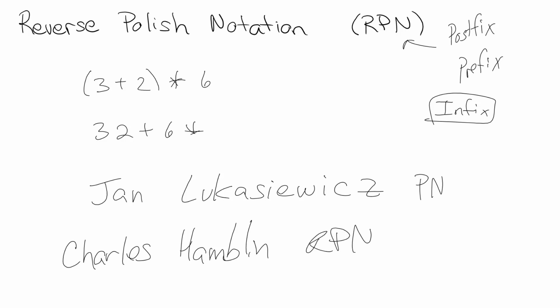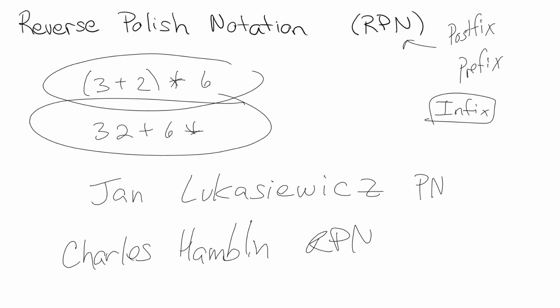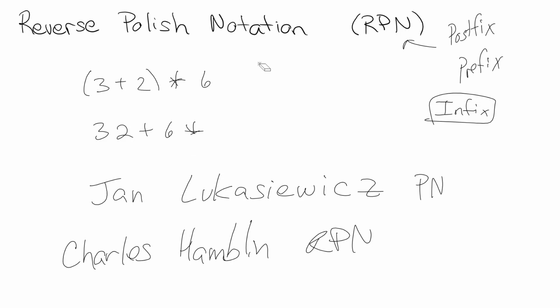It's really cool because basically there are no parentheses. Like I said, you have 3 plus 2 in parentheses times 6, but another way to do it would be like this. If everybody used RPN or PN, there would never be any issues of order of operations because the order of operations is naturally built in. It kind of works like a stack.